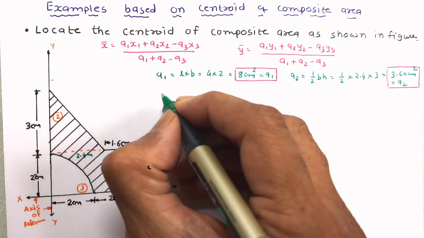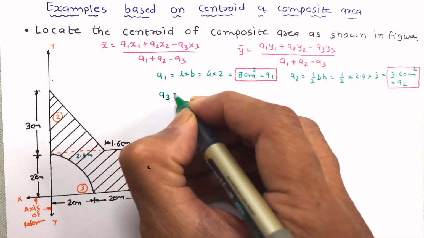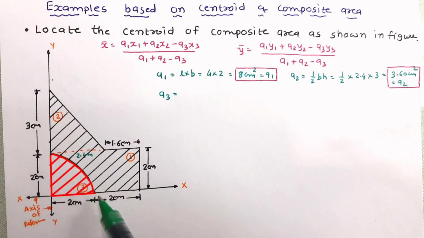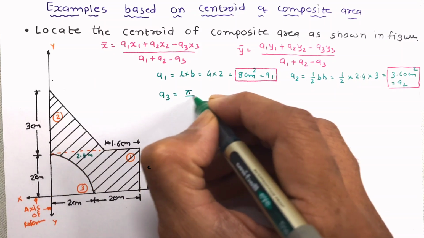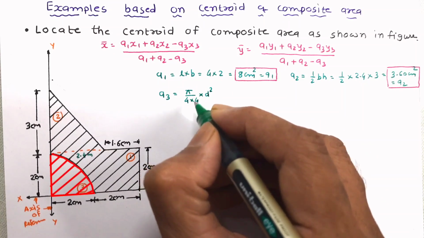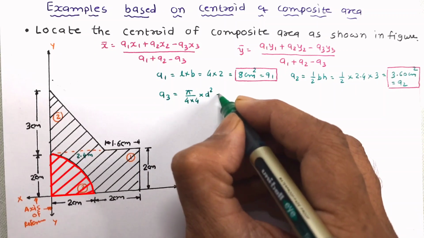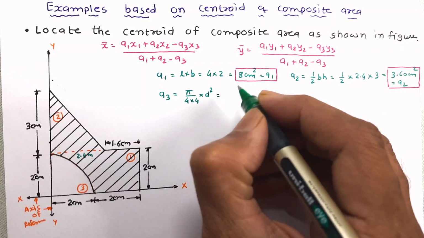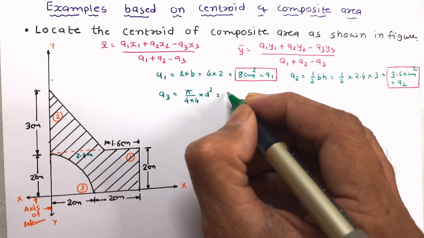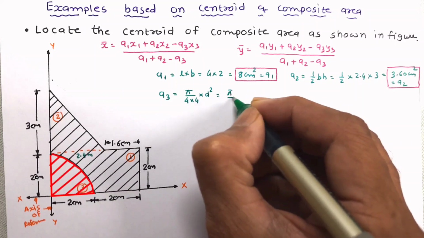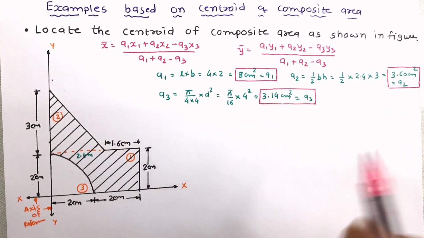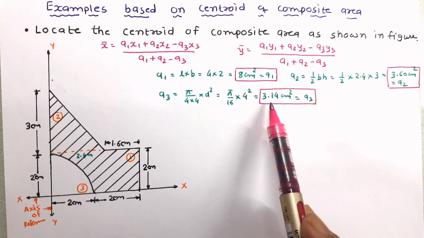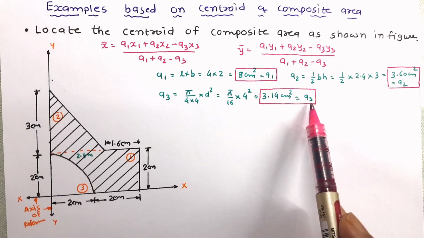Now let us work out A3. A3 is the area of this quarter circle. We know that the area of a quarter circle is the fourth part of the area of the circle. So let us equate the values and work out A3. So A3 has been worked out as 3.14 centimeters square.